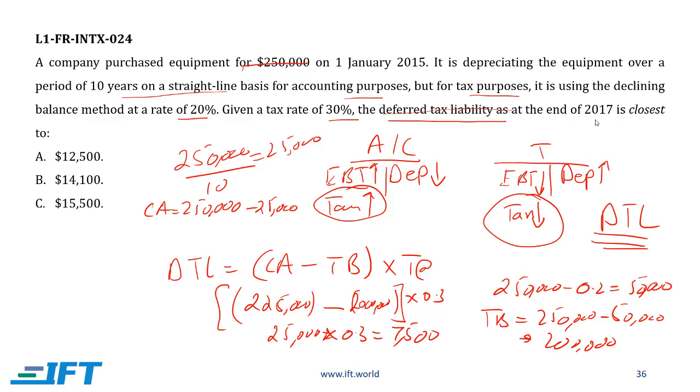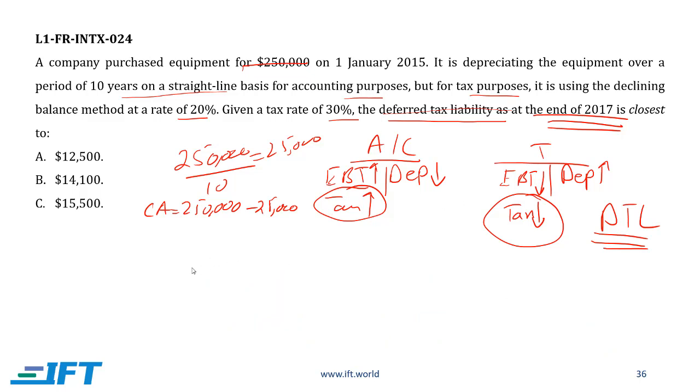No. Why? Because we need to find it at the end of 2017. This is a classical mistake, and you need to read the question. So how many years have passed? 1, 2 and 3. At the start of January 2015 we started, so the whole of 2015, the whole of 2016 and the whole of 2017. So carrying amount would be 250,000.